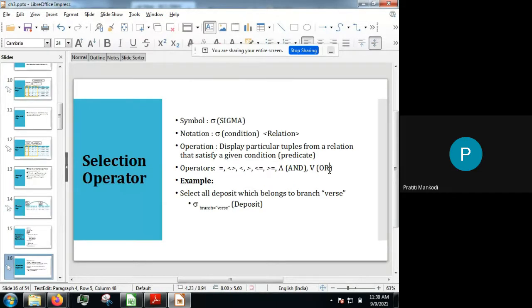And or. Logical operator, but have we discussed it in SQL?